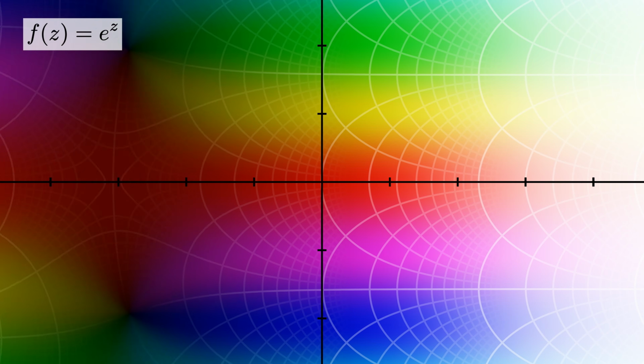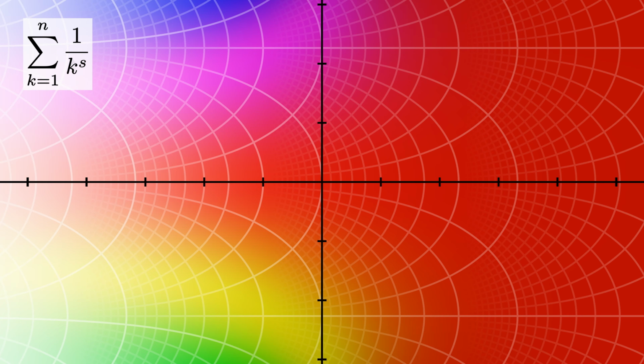So let's look at the Riemann Zeta function, the infinite sum of 1 over k to the s. Well, this isn't an infinite sum right now, but I'll let the number of terms increase toward infinity so we can watch it converge.